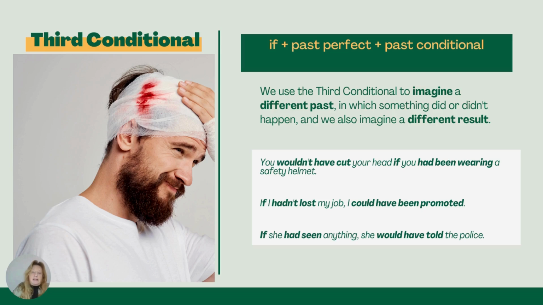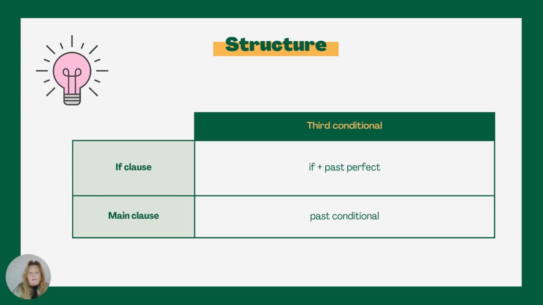If this is not clear, I suggest you take a look at the conditional sentences in the present, which I'm showing you in another short course. Now let's move on to the structure to make it clearer. In the if clause, we have if plus past perfect, and in the main clause we have a past conditional.